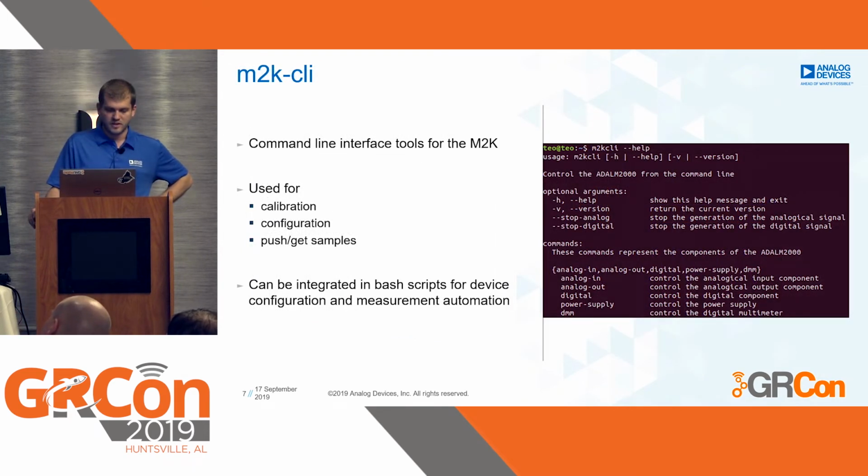Also, I'll quickly mention the M2K CLI, which is a set of command line tools for the M2K. They can be used for calibration and configuration of the device. So there is no need to write extra software if you want to do just something basic with the device. You can power up a bash console and just create a script to automate your measurement and configuration.